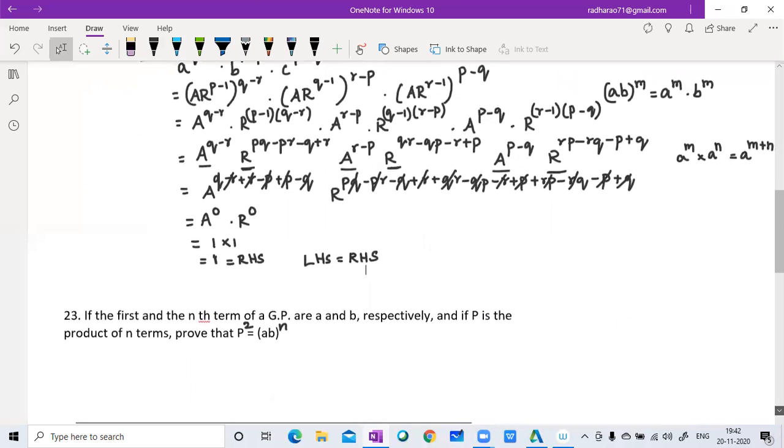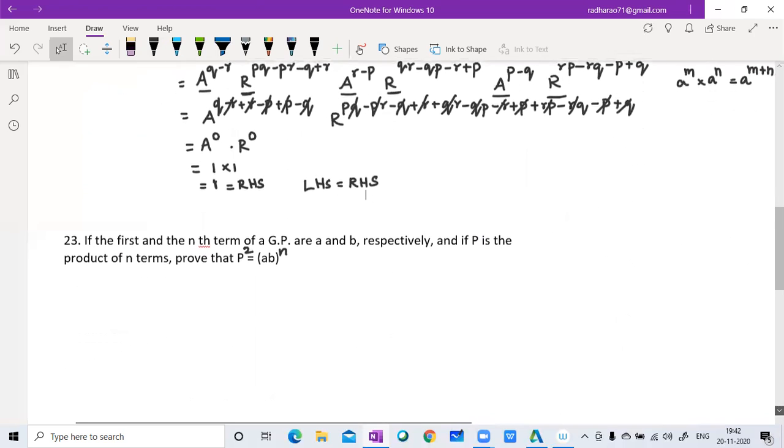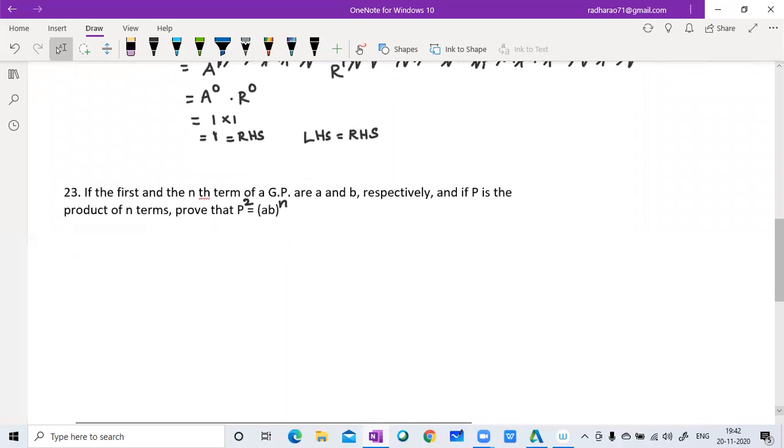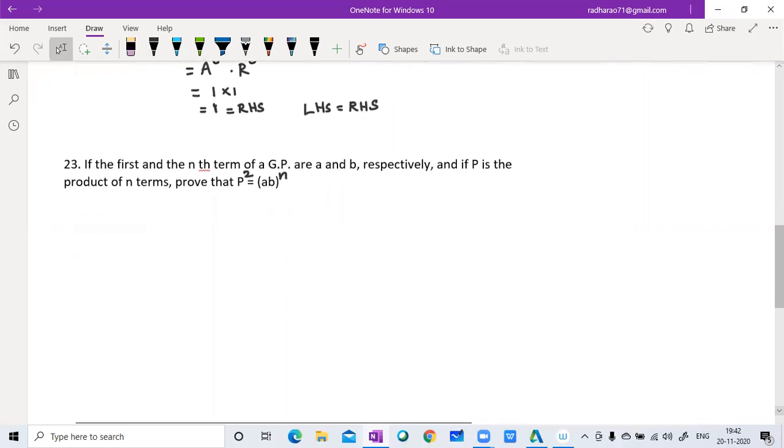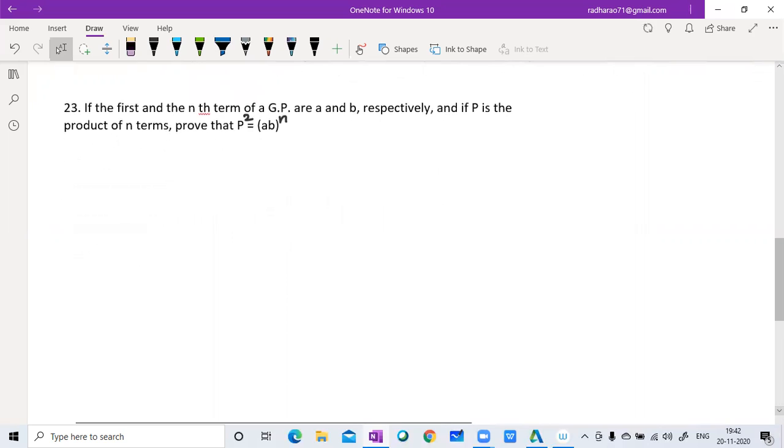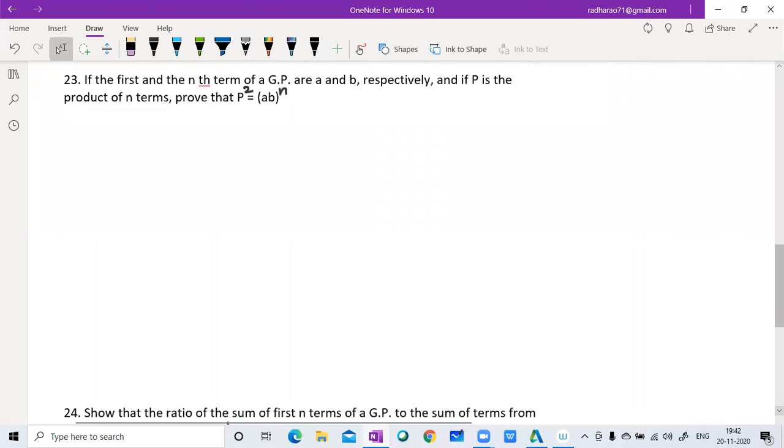The 23rd question. What is given? If the first and the nth term of a GP are A and B respectively, and if P is the product of n terms, prove that P squared is equal to AB the whole power n. So what is given? First and nth term of the GP are A and B respectively.